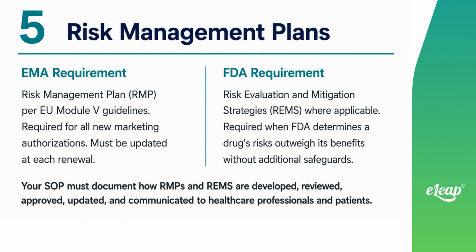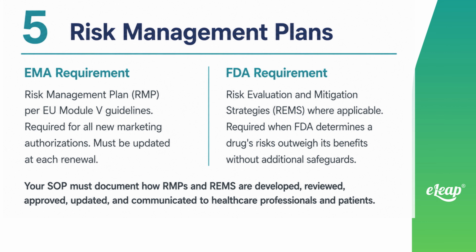Step 5 covers risk management. Once a signal has been evaluated and confirmed, your organization is required to develop and implement a risk management plan, or RMP, in accordance with EMA Module 5 guidelines and FDA's risk evaluation and mitigation strategies, or REMS requirements where applicable. Your SOP should document how RMPs are developed, reviewed, approved, and updated over time. It should also define how risk minimization activities are communicated to healthcare professionals and patients.